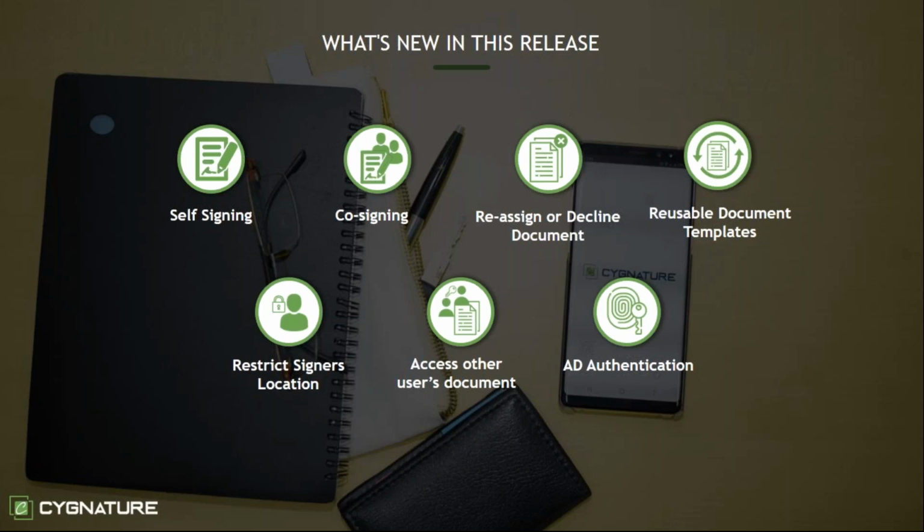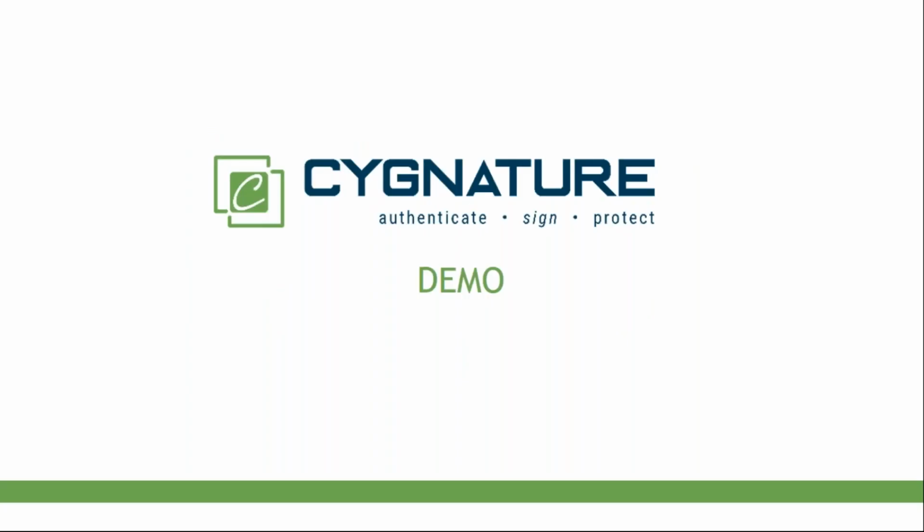Next we have is access other users' documents. So let's say me and one of my colleagues want to share some documents, then I can just send him a request for accessing his documents and he can accept it. So I can view his documents. Next we have is AD authentication, wherein you can log in using your Windows password or your Renova password. So let's go through a quick demo of how these features are working.